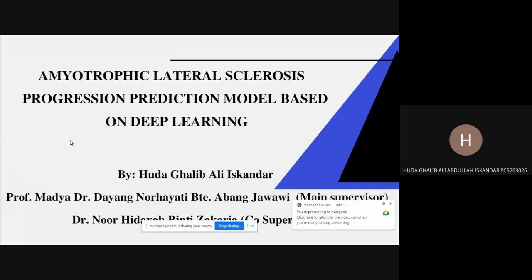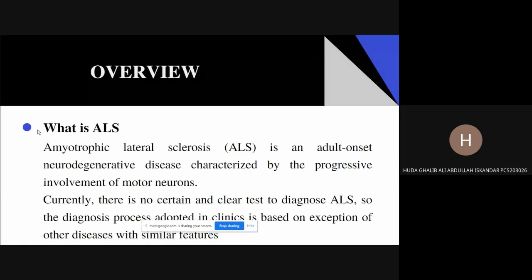My topic is my PhD, Amyotrophic Lateral Sclerosis Progression Prediction Model based on deep learning. My main supervisor is Professor Dayang, and my co-supervisor is Dr. Norhayati. Okay, as a beginning, we would like to know some overview about what is ALS.